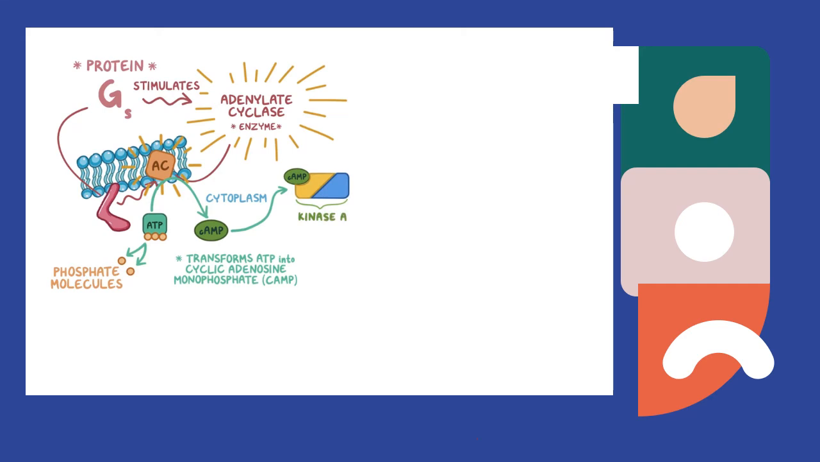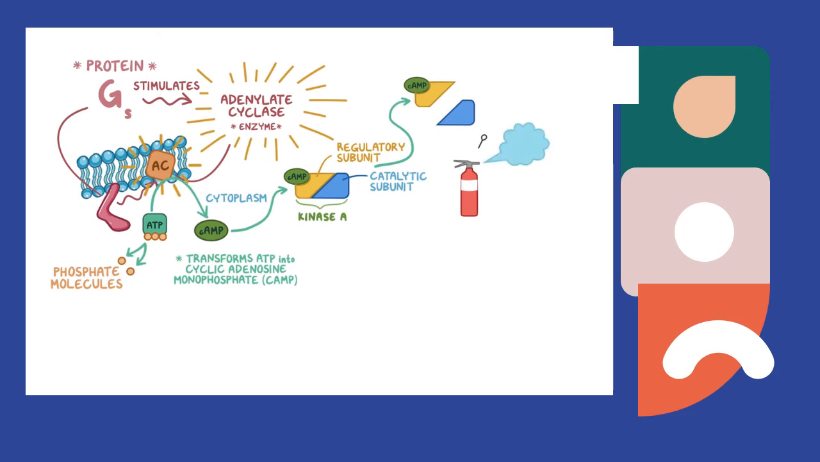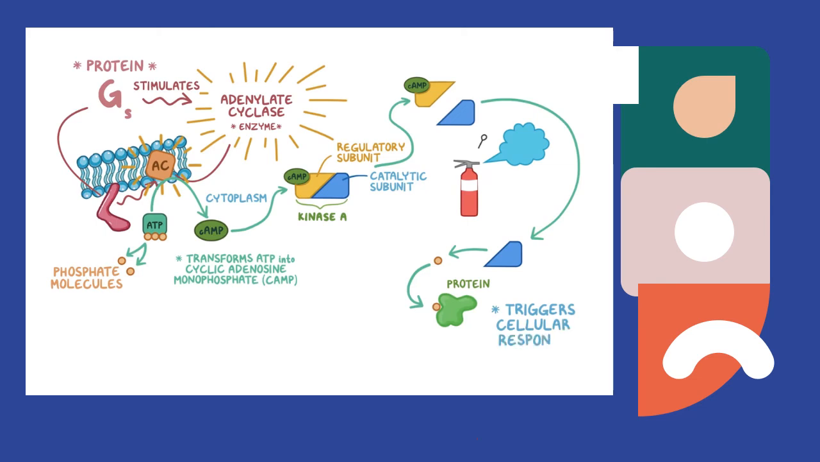Protein kinase A has two parts, a regulatory subunit and a catalytic subunit, and cAMP specifically binds the regulatory subunit of protein kinase A. When cAMP binds, it makes the regulatory subunit dissociate from the catalytic subunit. It's kind of like pulling the pin out of a fire extinguisher, allowing it, in this case the catalytic subunit, to do its job. So after dissociating, the catalytic subunit of protein kinase A is free to phosphorylate target proteins that trigger a cellular response.